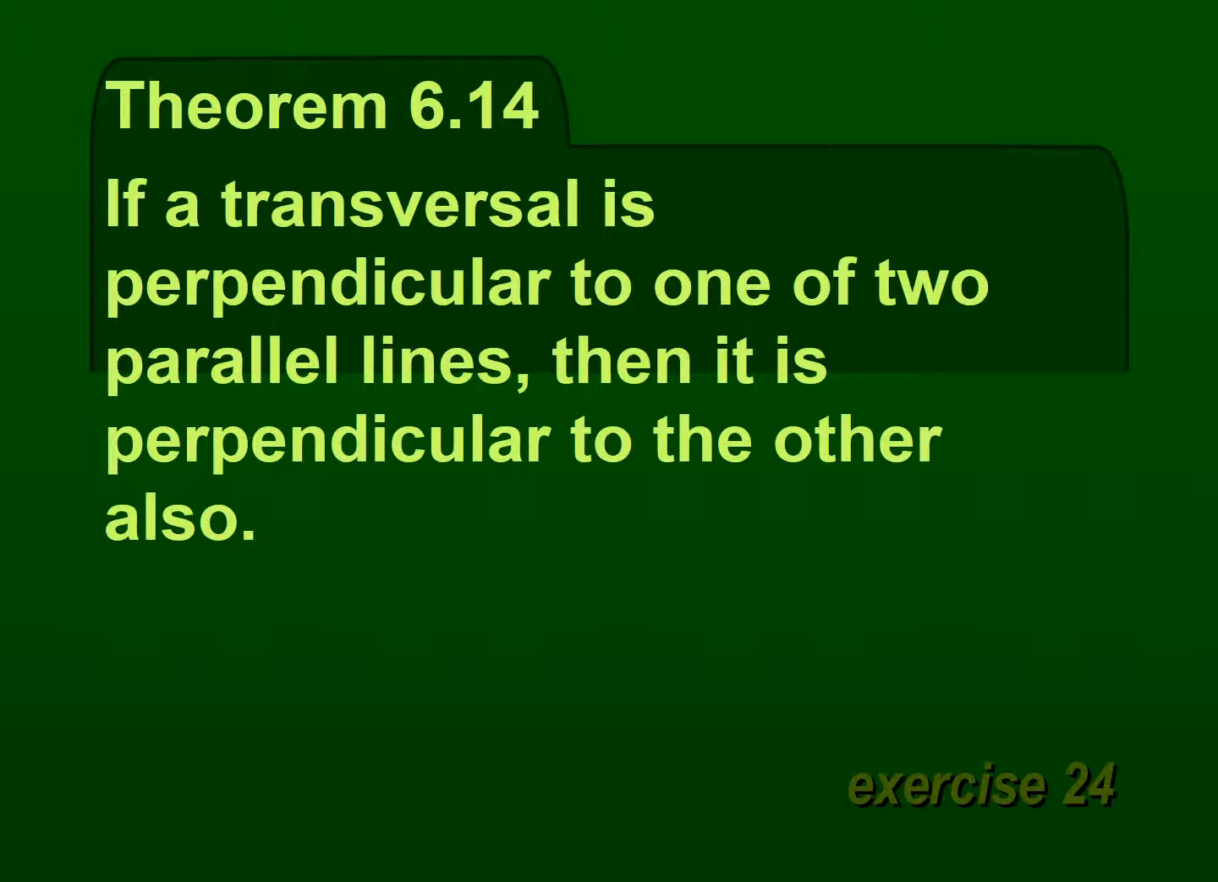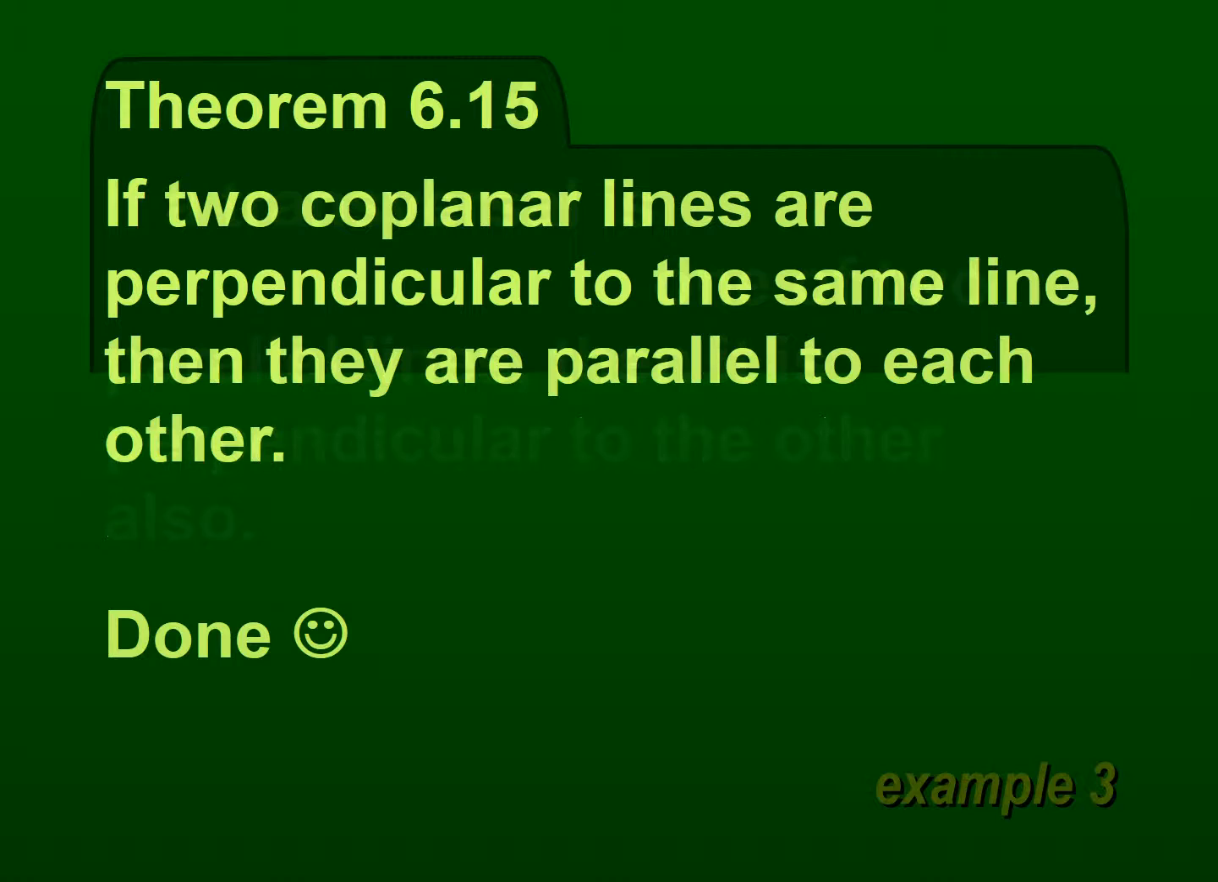And then we have theorem 6.14 that says if a transversal is perpendicular to one of two parallel lines, then it has to be perpendicular to the other line as well. You're going to look more and learn more about this theorem when you try to do exercise 24. And the last theorem is that if two coplanar lines are perpendicular to the same line, then they have to be parallel to each other. If you will go ahead and open your textbook and look at example 3, that's going to discuss that theorem a little bit more. So definitely write down example 3 from your textbook.